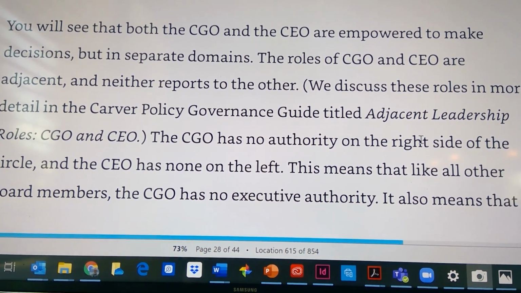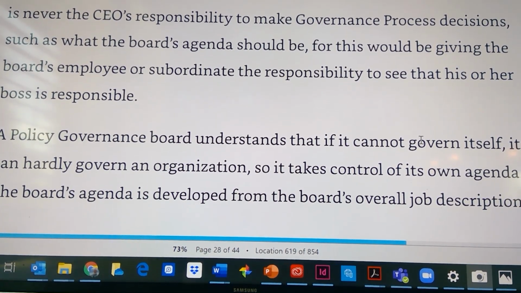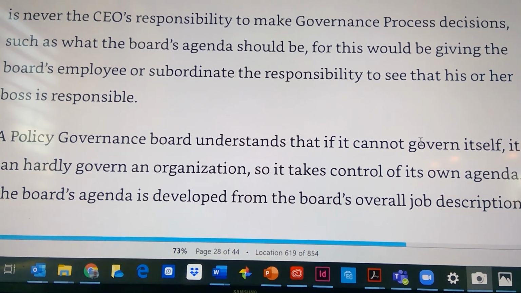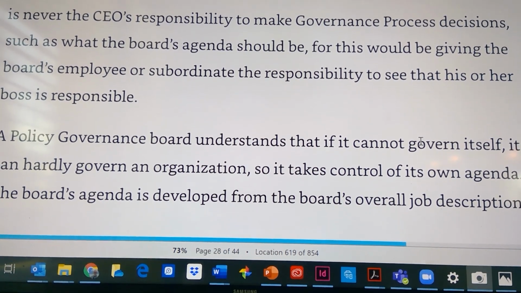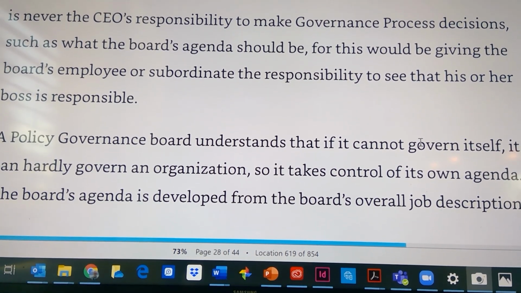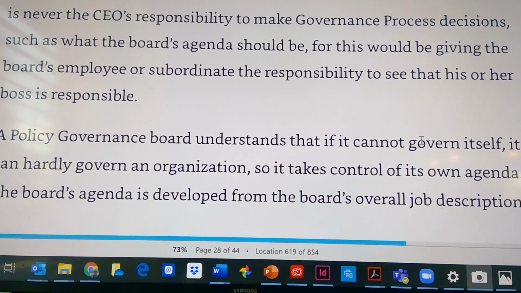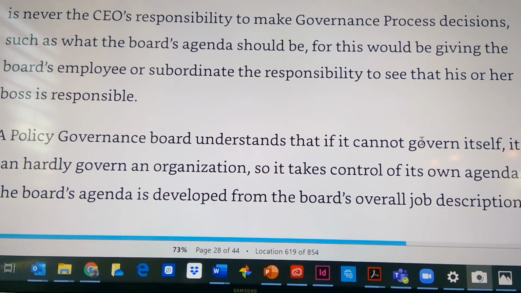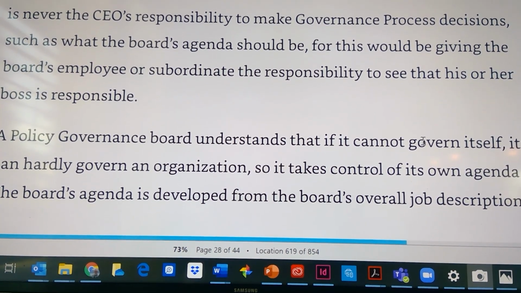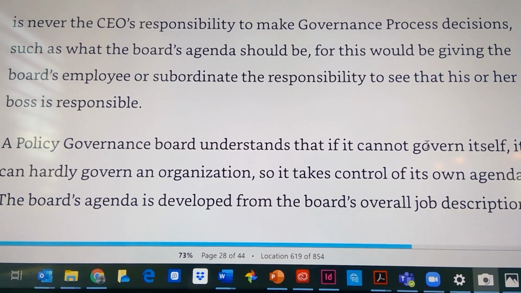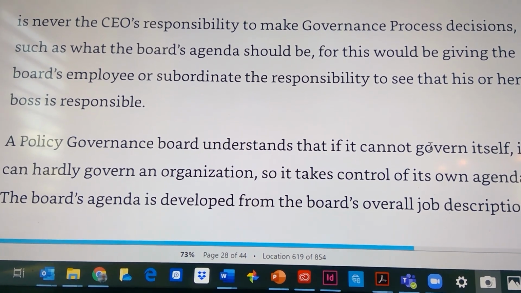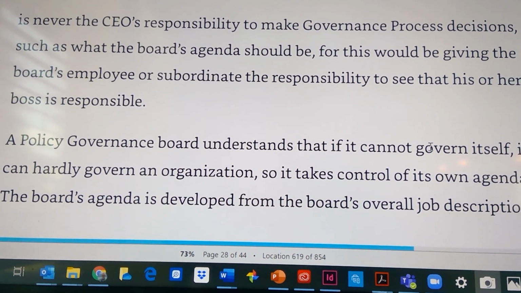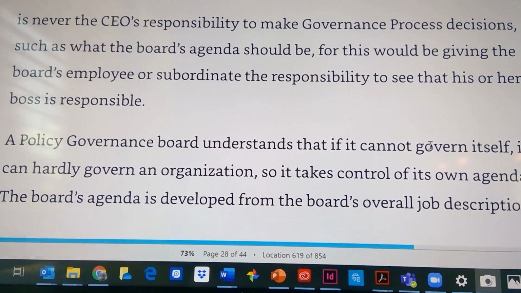It also means that it is never the CEO's responsibility to make governance process decisions, such as what the board's agenda should be, for this would be giving the board employee or subordinate the responsibility to see that his or her boss is responsible. A policy governance board understands that if it cannot govern itself, it can hardly govern an organization, so it takes control of its own agenda.